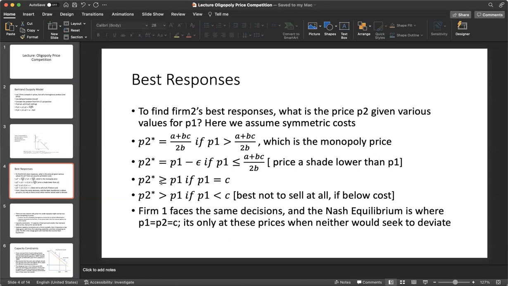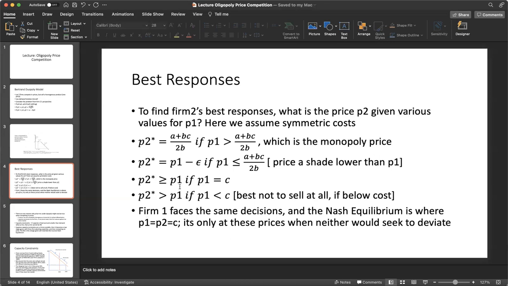Say there was no equal sign here. If P2 star was greater than P1, makakabenta ba si firm 2? Yes or no? Sabi niyo, no, of course. Kasi mas mataas nga yung presyo. Kung hindi ka makakabenta, si firm 2 hindi makabenta, syempre, yung revenue niya is 0 and then yung profit niya is 0, right? Assuming no fixed costs, of course.